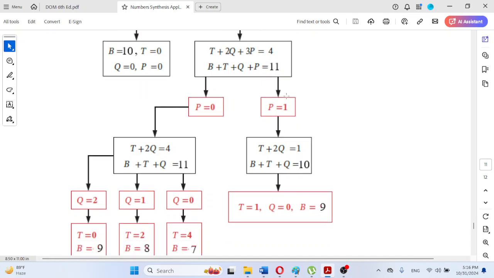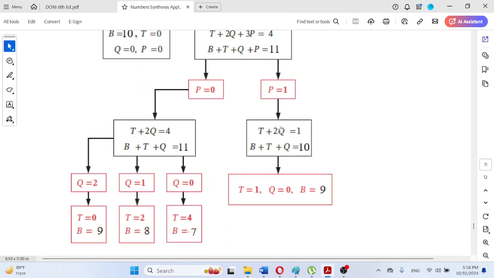So in this equation, as we can observe that here q must be 0, because even if q is equal to 1, that means t will be negative. So that means q is equal to 0, so ternary link will be 1 and quaternary link will be 0. And the lower equation will give the binary link. So that means 10 minus 1 ternary link, that will be giving 9 binary links.